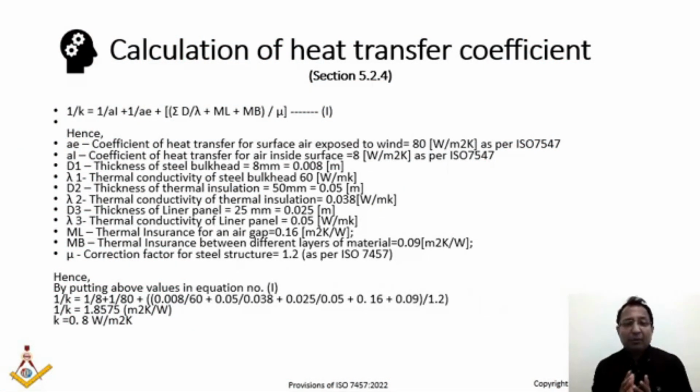This particular slide talks about the calculation of heat transfer coefficient, and that is mentioned in section 5.2.4 of ISO 7547/2022. This is a very important factor because this formula gives you the heat transfer coefficient of the marine structure. As I already told, that formula is not much of a difference except a couple of additional factors, and you need to understand that it's different from the building sector.